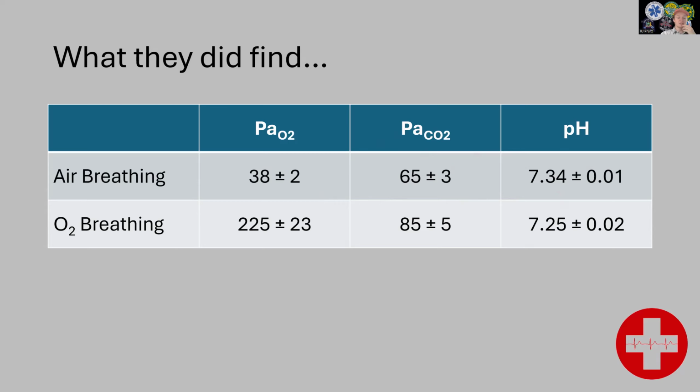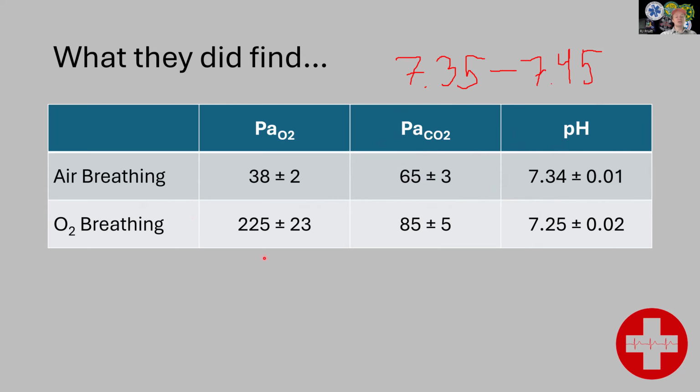I'll write this up here because we don't really talk about it in this class. Normal pH is 7.35 to 7.45. So before we put them on oxygen, their oxygen levels are a little bit low. Their carbon dioxide levels are a little bit high, and their pH is just slightly acidic. We can see 7.34 is just barely below this bottom end of normal. So they're just very barely acidic.